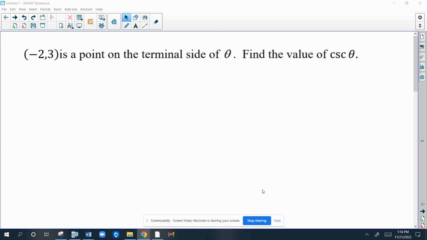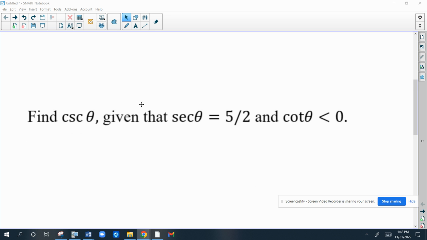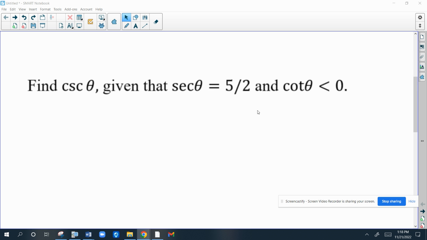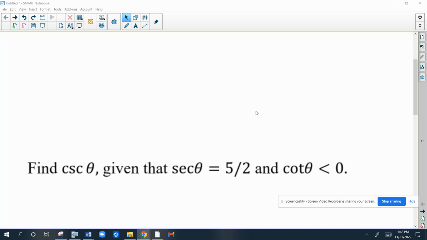So now we're going to determine values of certain trig functions by creating triangles. There are two types of problems we're going to do that with: this problem where we're given a point on the terminal side, and this one where we're just given certain information about other trig functions. We're going to take care of both of those in this video.